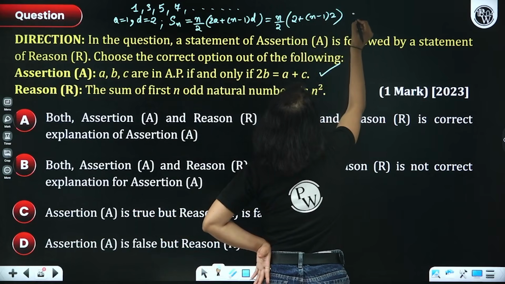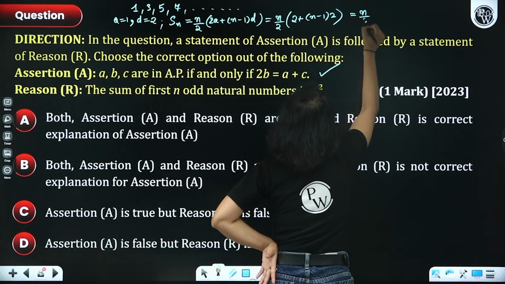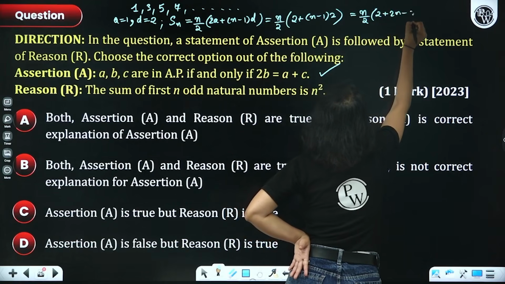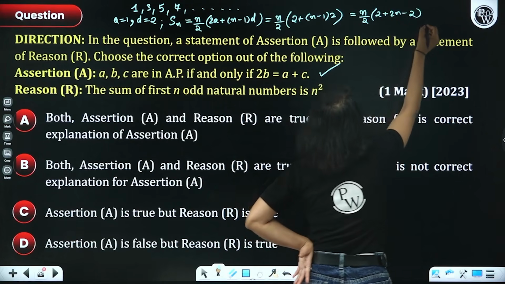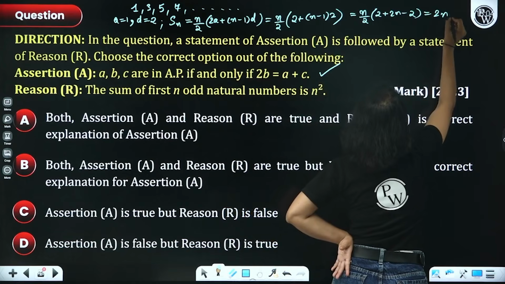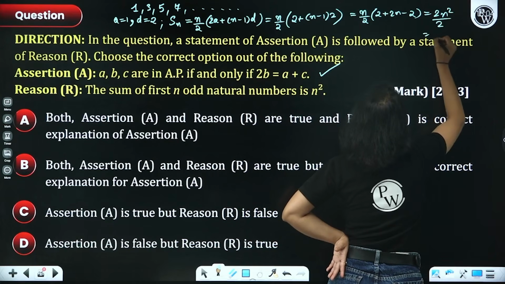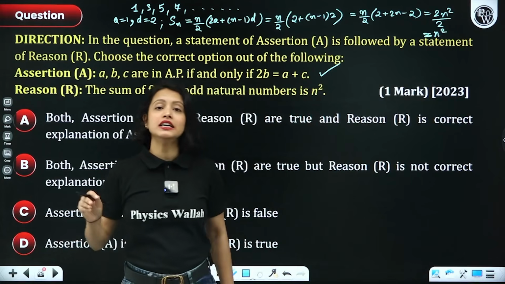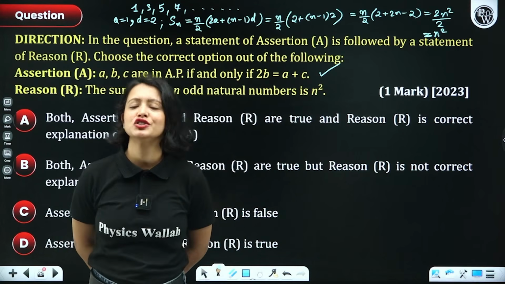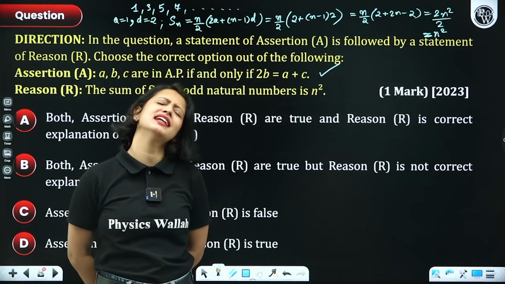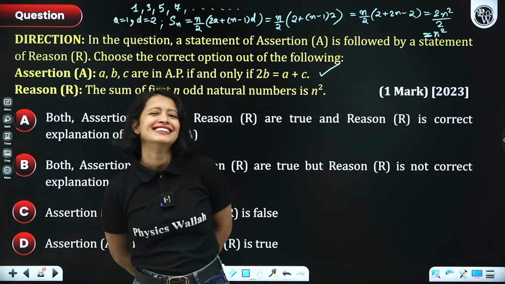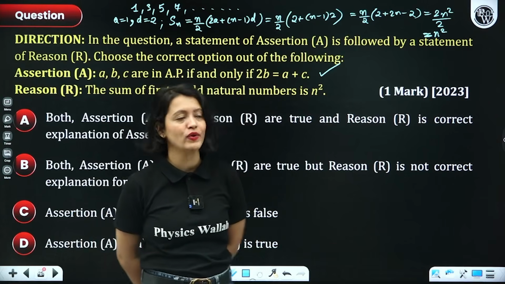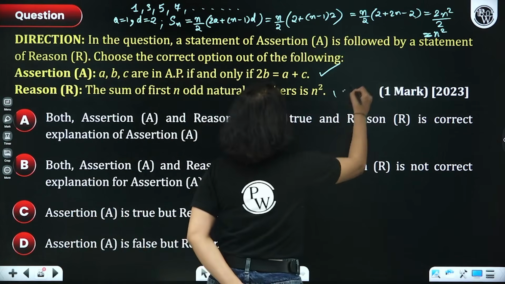Now when you simplify this, what do you get? n by 2 times 2 plus 2n minus 2. So 2 minus 2 is 0, and here I will get 2n square by 2, that is equal to n square. So yes, the sum of the first n odd numbers is n square. In fact, it should be common knowledge. You have studied it, I think, in 8th grade also. The sum of the first n odd natural numbers is n square. This is also true. Both the statements are true.